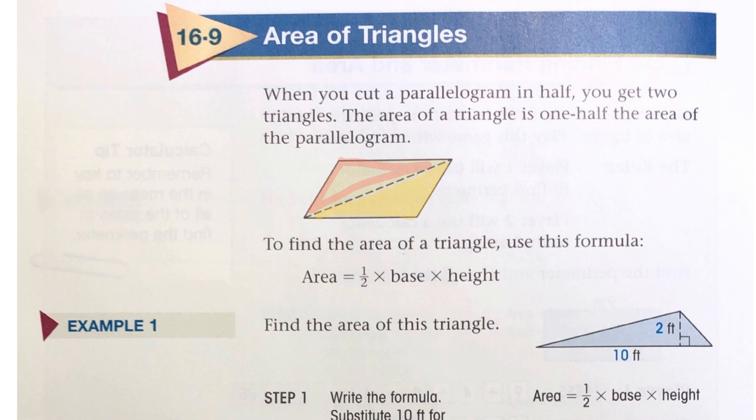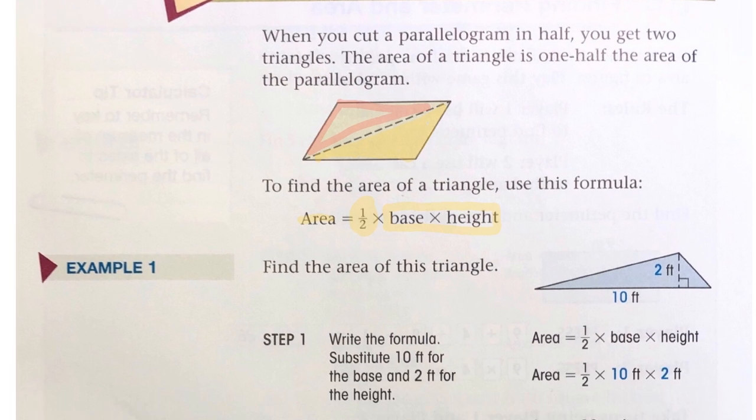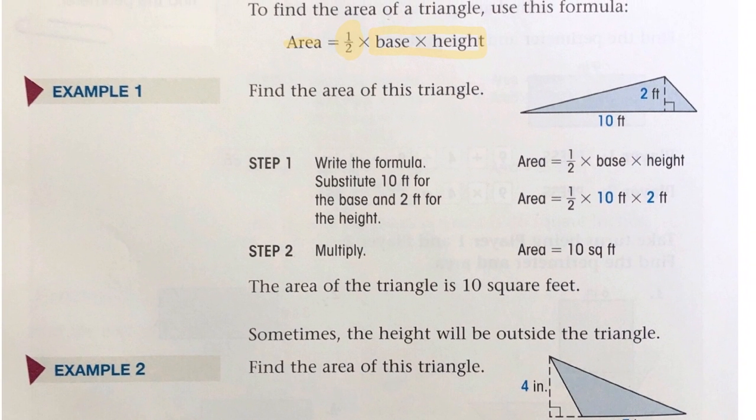So that's why when you want to find the area of a parallelogram, you can multiply the base times the height. And since you can fold a parallelogram or cut it in half, you can find that the area of a triangle is half of the base times the height, and that will give you the area. Let's look at it and see what it looks like when we run the math.